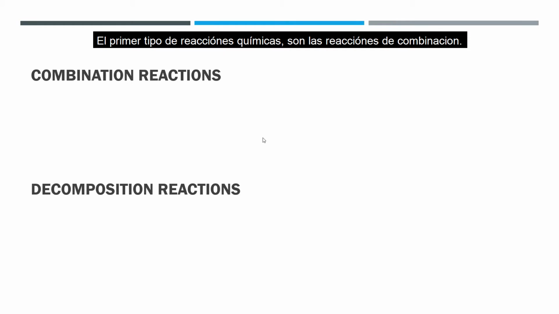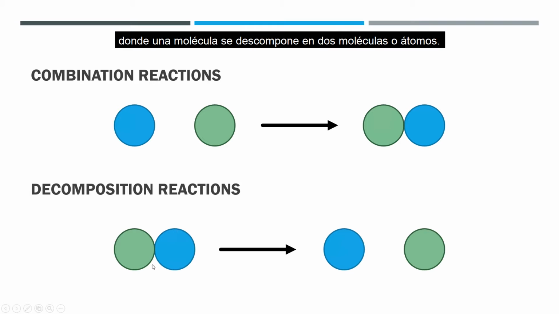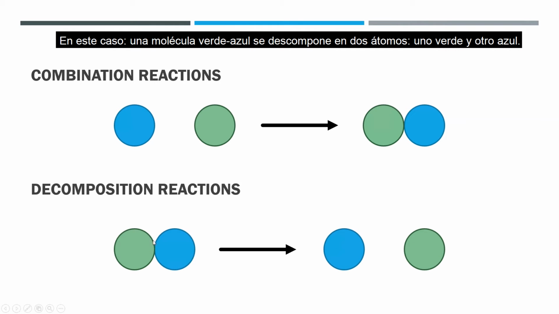So the first type of chemical reactions are the combination reactions, where two atoms or molecules combine together to make one single molecule. So in this case, the blue atom and the green atom combine together to make this blue-green molecule. The opposite of a combination reaction is a decomposition reaction, where one molecule decomposes into two molecules or atoms. So in this case, the green-blue molecule decomposes into a blue atom and a green atom.